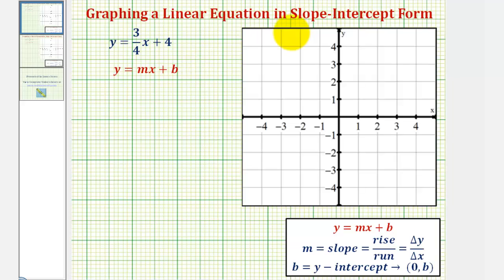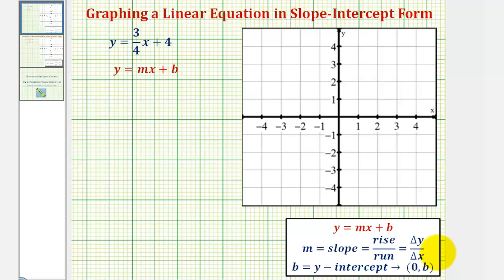We want to graph a linear equation in slope-intercept form. We're given y equals 3/4 x plus 4. So for review, a line is in slope-intercept form if it's in the form y equals mx plus b, where the coefficient of x, m, equals the slope of the line, which equals the change of y divided by the change of x, or the constant rate of change, often referred to as rise over run. And b, the constant term, is equal to the y-intercept, which means the line contains the point (0, b).